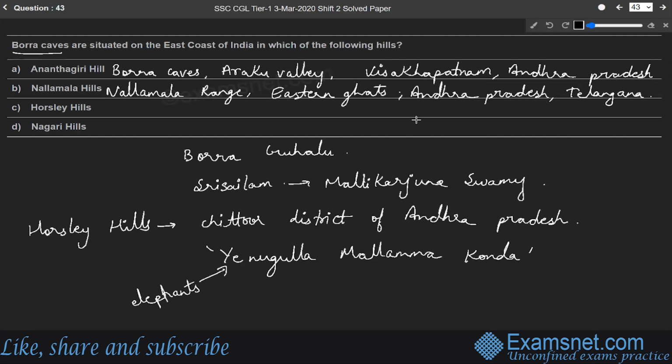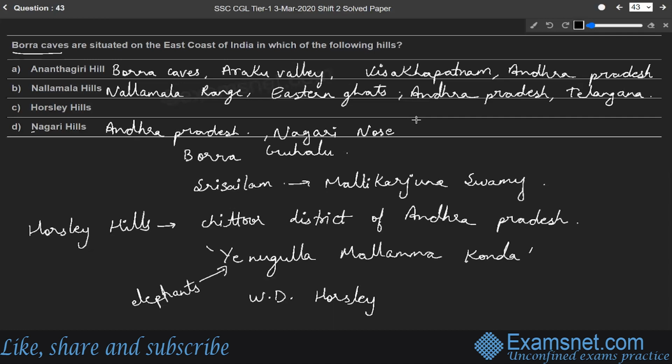And do you know after whom Horsley Hills was named? Horsley Hills was named after a British collector, W.D. Horsley. Now about the last option, that is Nagari Hills. These hills are located on the north of the Nagari town in Andhra Pradesh. And the highest cliff of the hills is known as Nagari Nose. But do you know why it is known as Nagari Nose? Because it resembles a human nose. That is why it is commonly known as Nagari Nose.